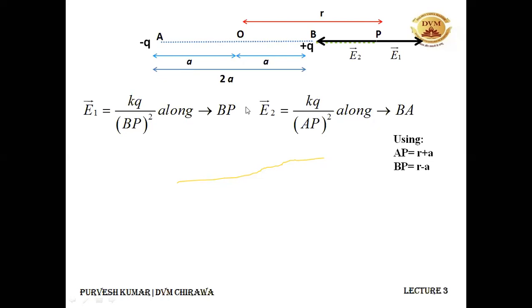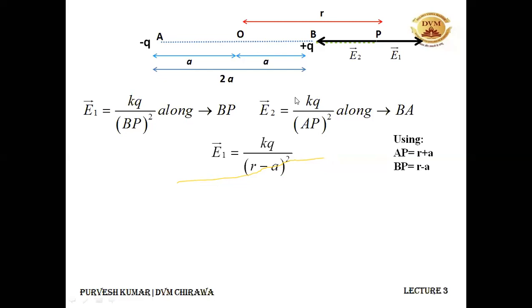Now this BP is the distance between the plus Q charge and the point of interest P. The total distance between O to P is R and the distance between O to B is a. So this BP can be written as R minus a. See in the figure, BP can be written as this complete R minus this a, OB. So then we'll be getting BP, that is R minus a. So put the values of BP and AP in the equation. We are left with this: E1 is equal to KQ upon R minus a whole square.